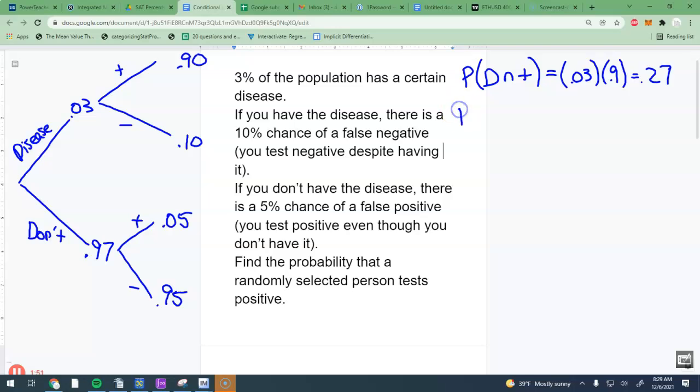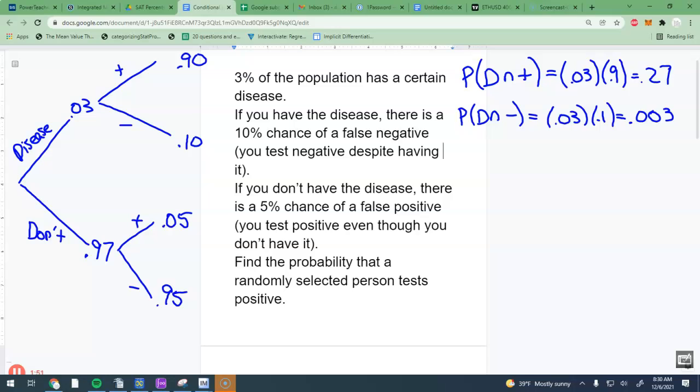So the probability I have the disease and I test negative is 0.03 times 0.1, so 0.003. This is the worst case, right? If you have the disease, let's not get into COVID, whether it's a big deal or not, but let's say it's cancer. You have the disease, but you just tested negative. So you think everything's fine. Meanwhile, cancer is ravaging through your body. So this is what they really try to avoid, this false negative.